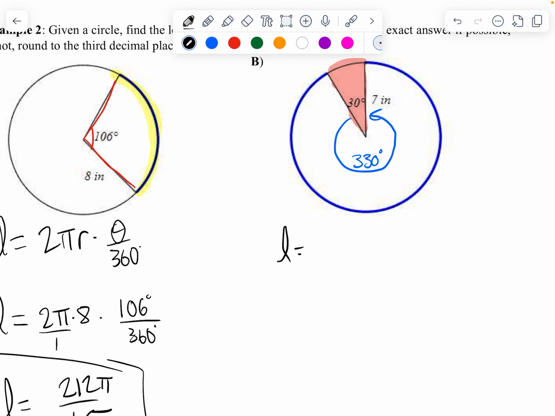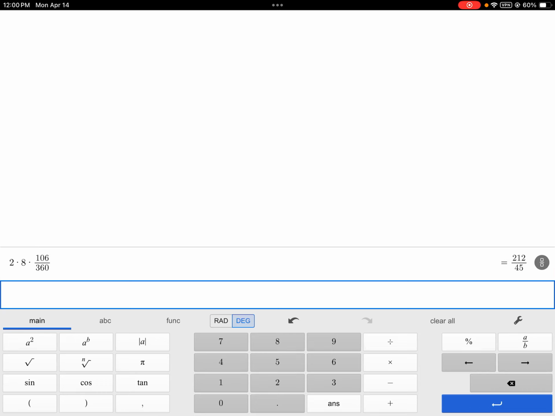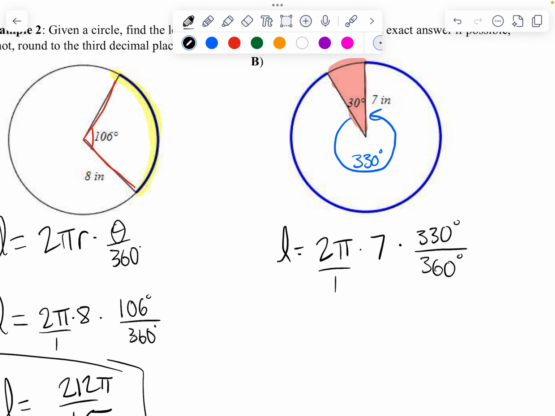So to find the arc length, that'll just be 2 pi times the radius, 7, times how much of the circle we have, 330 over 360. So same idea, I'm going to check it into my calculator. So we have 2 times 7 times 330 over 360. And then we have 77 over 6. And then I know pi, right? That's technically over 1, so pi is in the numerator. So it's still in the numerator now.